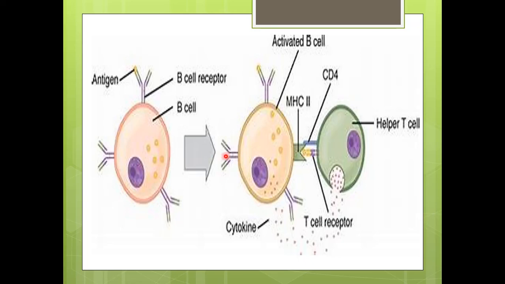It is processed and then it is bound to the MHC class 2 proteins, and in association with MHC class 2 proteins, it is presented to the helper T cells. Now, these helper T cells are activated and they are going to secrete the cytokines or the lymphokines, and lymphokines are going to further cause activation of the B lymphocytes.